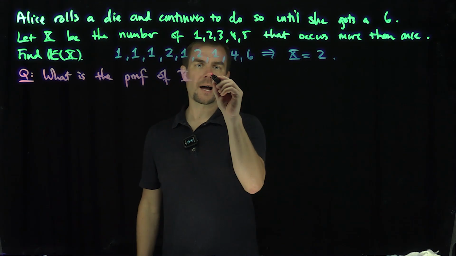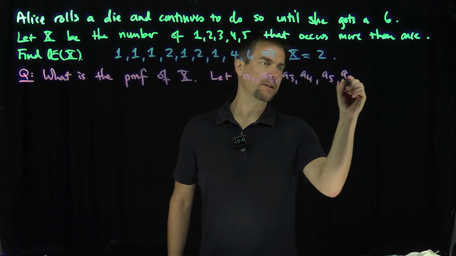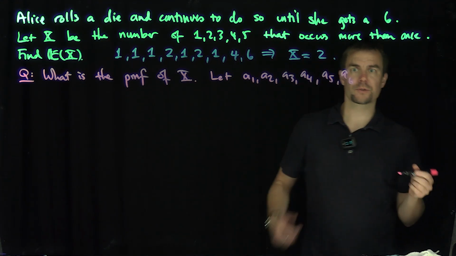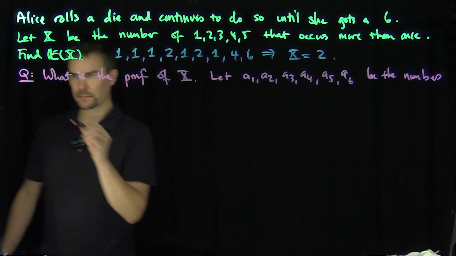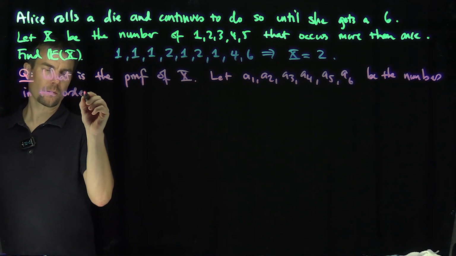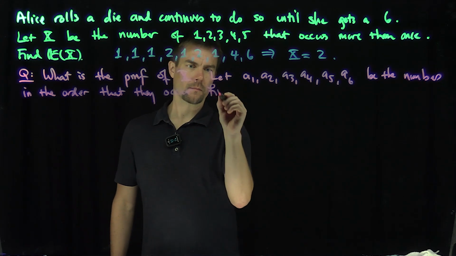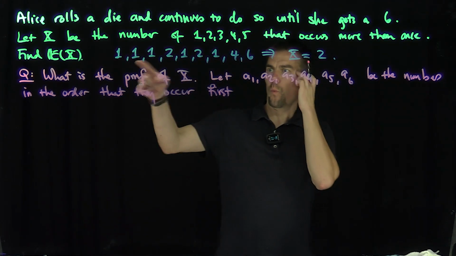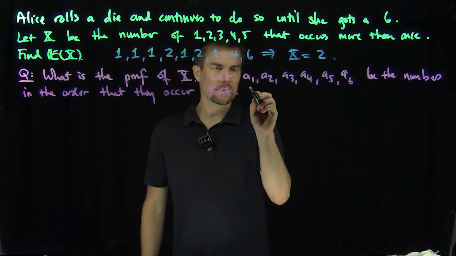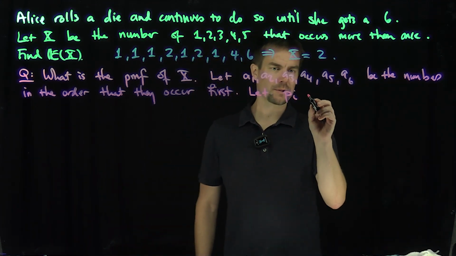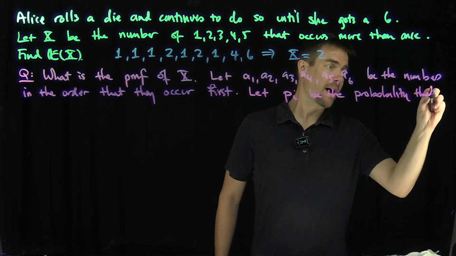So here's the key. The key is to let A1, A2, A3, A4, A5, A6 be the numbers in the order they occur first. In other words, over here would be a 1, a 2, a 4, and then you'd have a 6. Good. And let Pi be the probability that Ai occurs more than once.